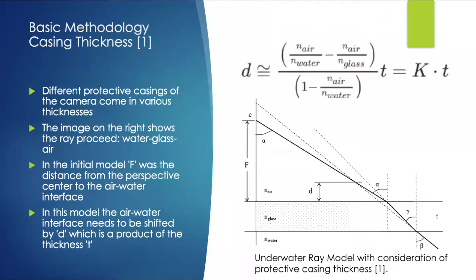Different protective casings of the camera come in various thicknesses. The image on the right shows the ray as it proceeds from water to glass to air. In the initial model, capital F was the distance from the perspective center to the air-water interface. In this model, the air-water interface needs to be shifted by d, which is a product of the glass thickness t.